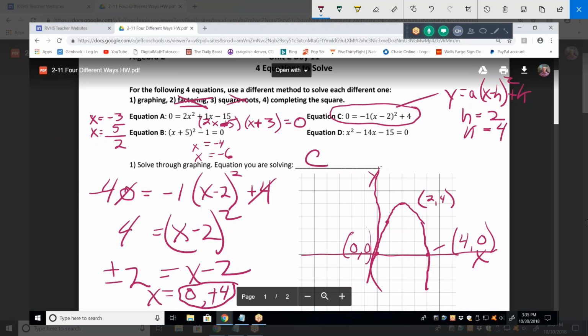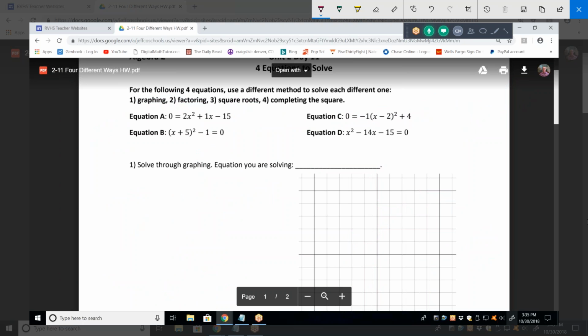So, by graphing it and solving it algebraically, we came up with the solution. So that satisfied that one and this one. Now we only have one more, and we're supposed to do it by completing the square. So let's complete the square. I'm going to write it over here.